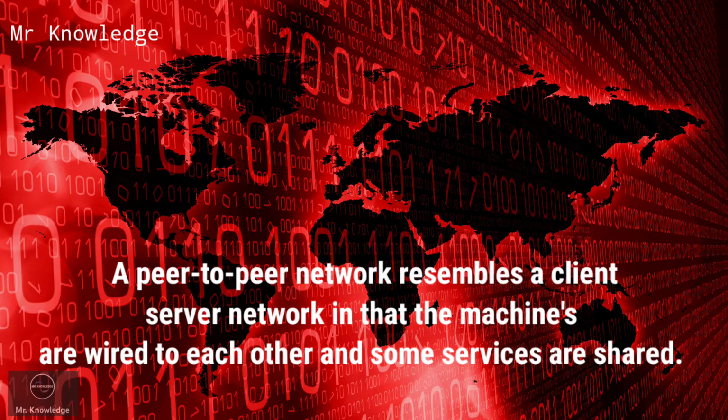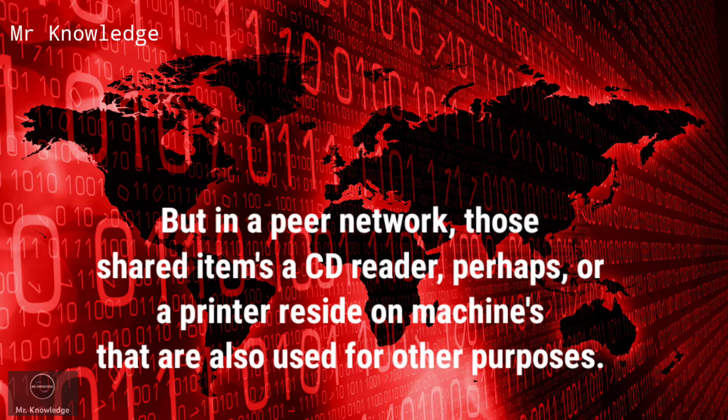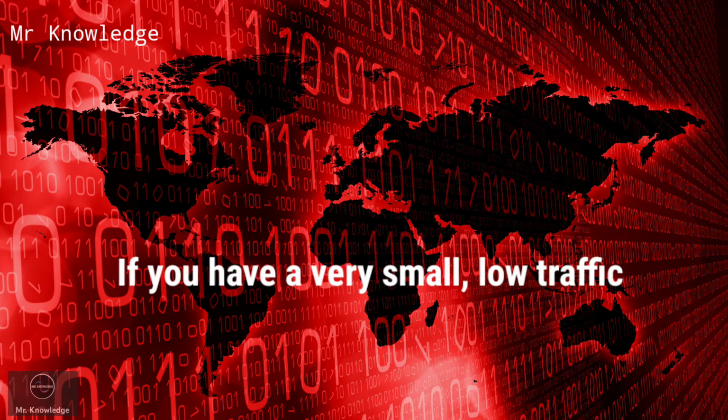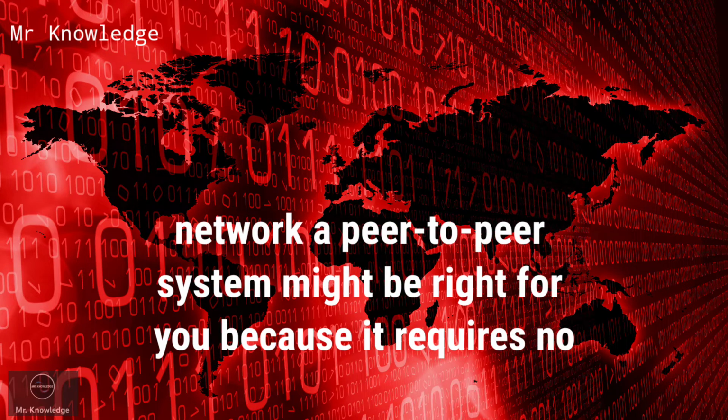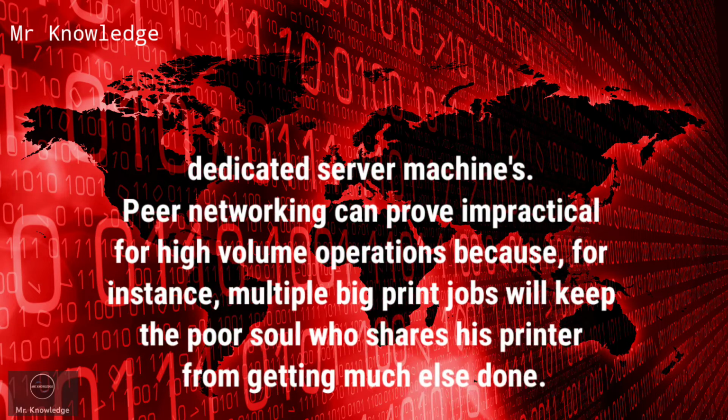A peer-to-peer network resembles a client-server network in that the machines are wired to each other and some services are shared. But in a peer network, those shared items, a CD reader, perhaps, or a printer, reside on machines that are also used for other purposes. If you have a very small, low-traffic network, a peer-to-peer system might be right for you because it requires no dedicated server machine. Peer networking can prove impractical for high-volume operations because, for instance, multiple big print jobs will keep the poor soul who shares his printer from getting much else done.